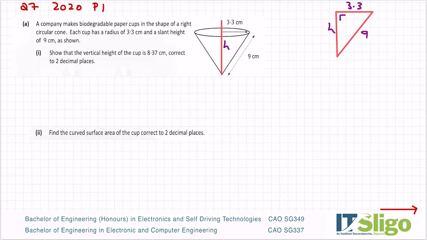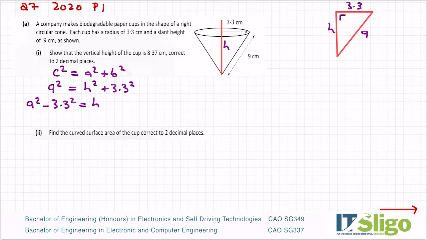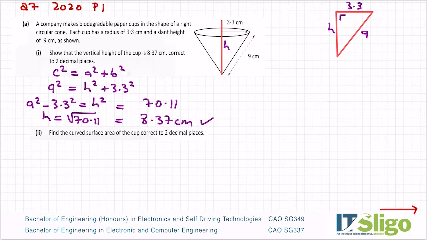So it's Pythagoras' theorem, which is c squared is equal to a squared plus b squared. C squared is always your hypotenuse, so 9 squared is equal to h squared plus 3.3 squared. Or 9 squared minus 3.3 squared will give me h squared. So let me work that out. 81 minus 3.3 squared equals 70.11. So h, of course, is the square root of 70.11. So square root of answer on my calculator, and it's equal to 8.37 centimeters.